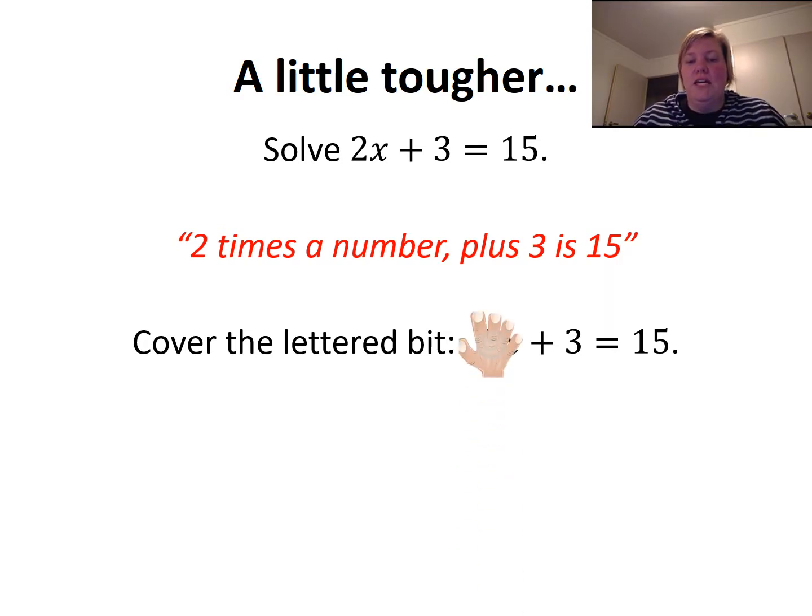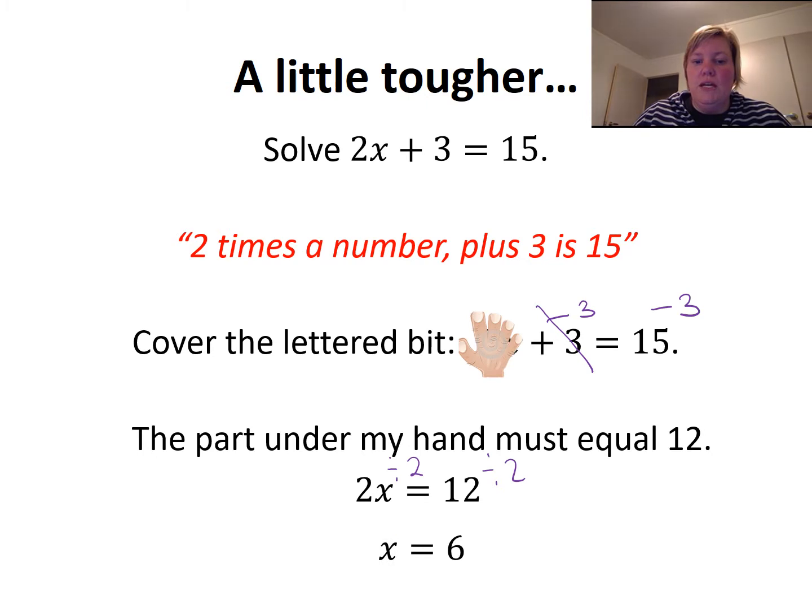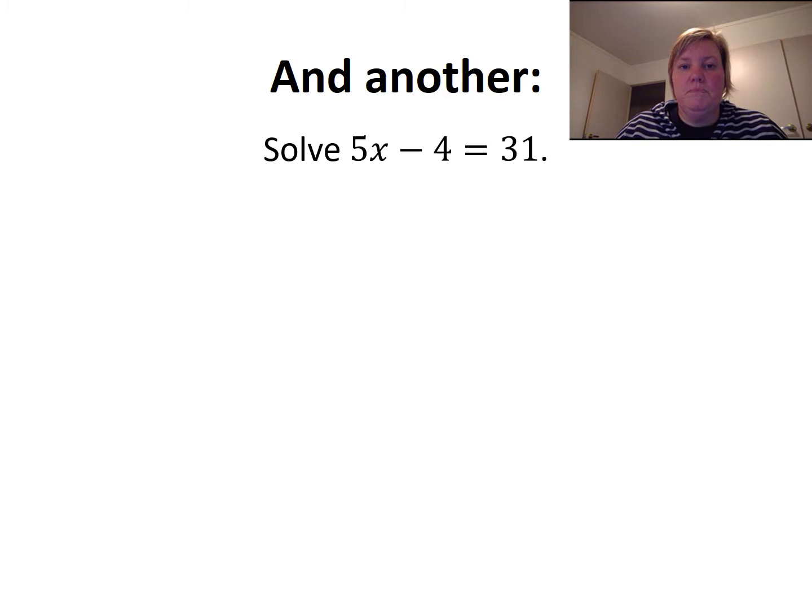So if you cover the letter bit up, then you'll see that you've got something plus 3 equals 15, which means the first thing you're going to do is minus 3 off both sides. Can you see that? And when you do that, the bit under my hand basically has got to be 12. So when you do that, you're going to end up with the 2x, which was under my hand, and then the 15 minus 3, because that crosses out, which is 12. And then from there, you can divide both sides by 2, can't you? So divide by 2, and you get the number 6. It's all good? All right, let's do another one.